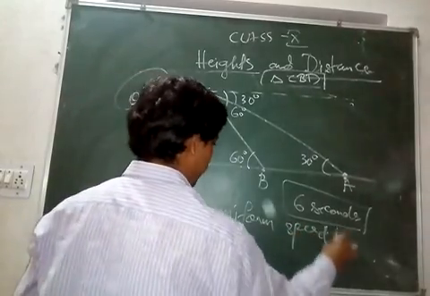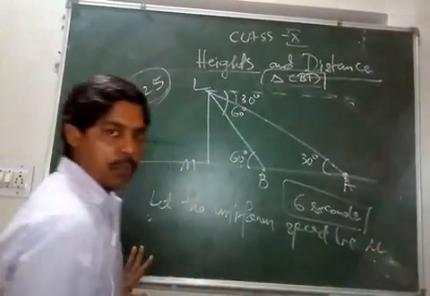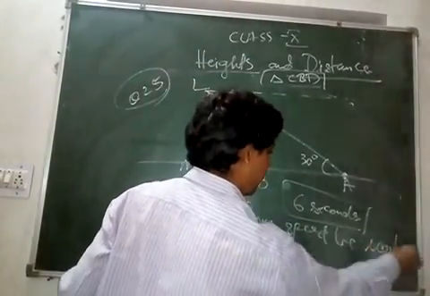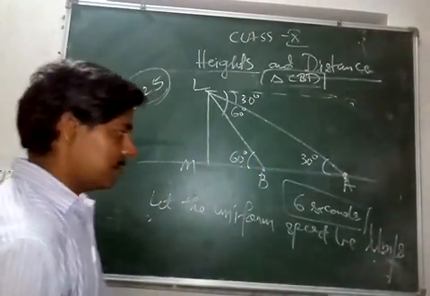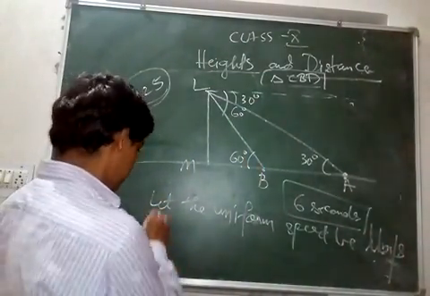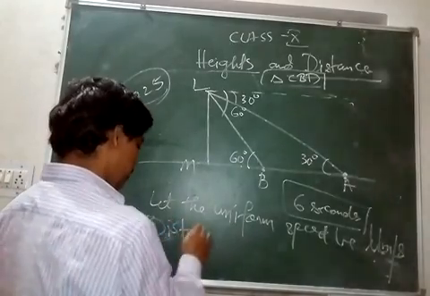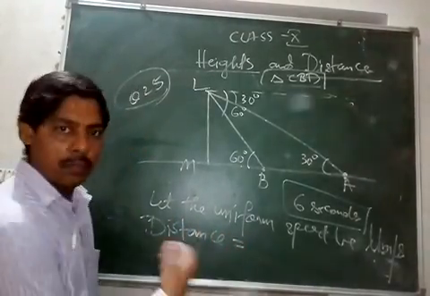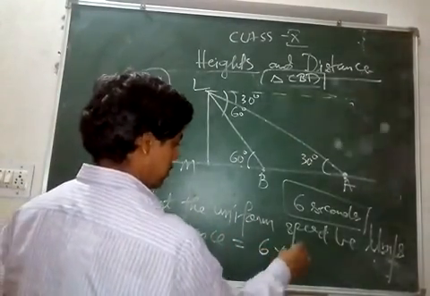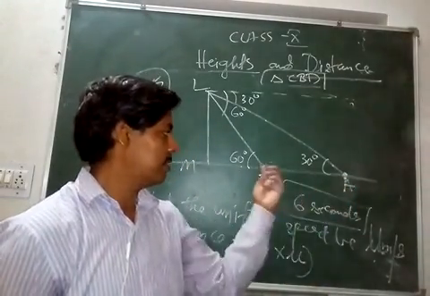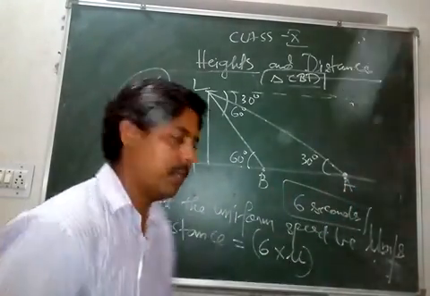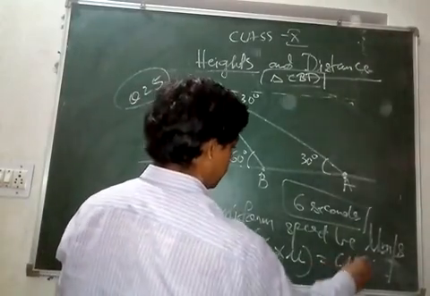be u meters per second. So I am writing in meters per second. So the distance traveled in 6 seconds will be how much? Distance is equal to speed into time. So we are writing 6 into u. That is the distance. So AB, the distance traveled in 6 seconds, is equal to 6u meters.